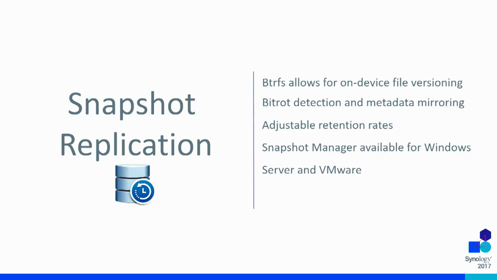presentation of the day. You could also adjust your retention rates. So you could save up to 65,000 snapshots. Well, that's a lot of data to dig through, right? So you could say, like, hey, I want to have 7 weekly snapshots. I want a couple daily ones. I want hourly snapshots. You could adjust those numbers very easily. This is not just for files. This is also for your iSCSI LUNs. So there is a snapshot manager available for Windows Server and VMware as well.